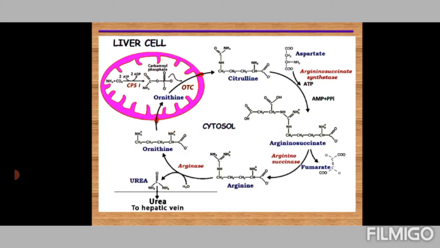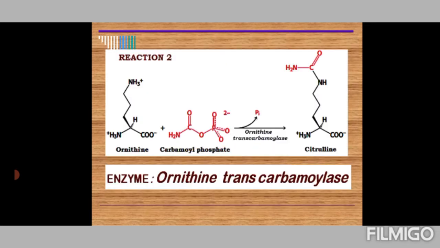Now the second step is addition of ornithine, which actually comes from the cytosol. So there is an ornithine transport mechanism, a co-transport mechanism though. Through this transporter, ornithine gets into the mitochondrial matrix and combines with carbamoyl phosphate in the presence of ornithine transcarbamylase, like this. So this is the enzyme involved, and what happens here is that from carbamoyl phosphate, the carbamoyl group is transferred to this position of the ornithine, to give rise to citrulline.